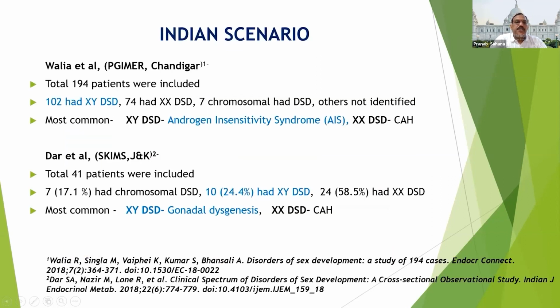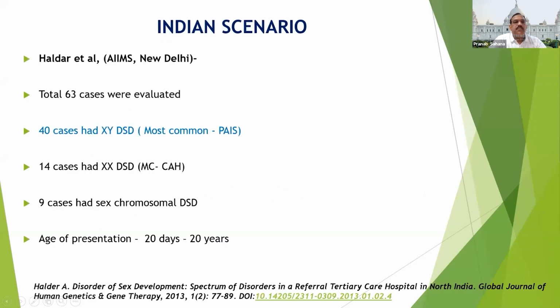If we look at the different studies in the Indian scenario, one study by Walia et al. from Chandigarh, we can see that there were a total of 102 XY DSD, and the most common XY DSD was androgen insensitivity syndrome. Another study from GMCH by Dar et al., among 10 cases, the most common was XY DSD. This is another study from AIIMS New Delhi by Haller et al., where of 63 cases, 40 cases had XY DSD, and the most common was partial androgen insensitivity syndrome.